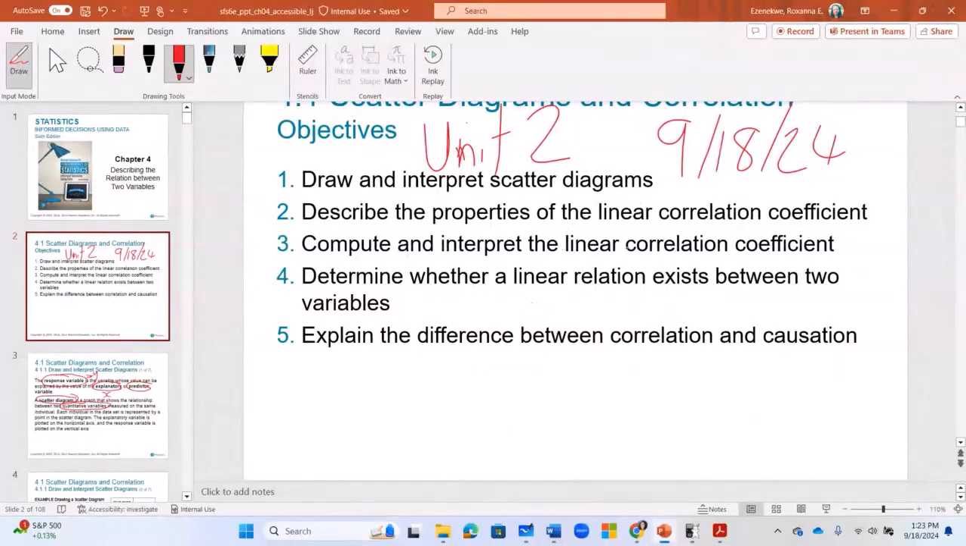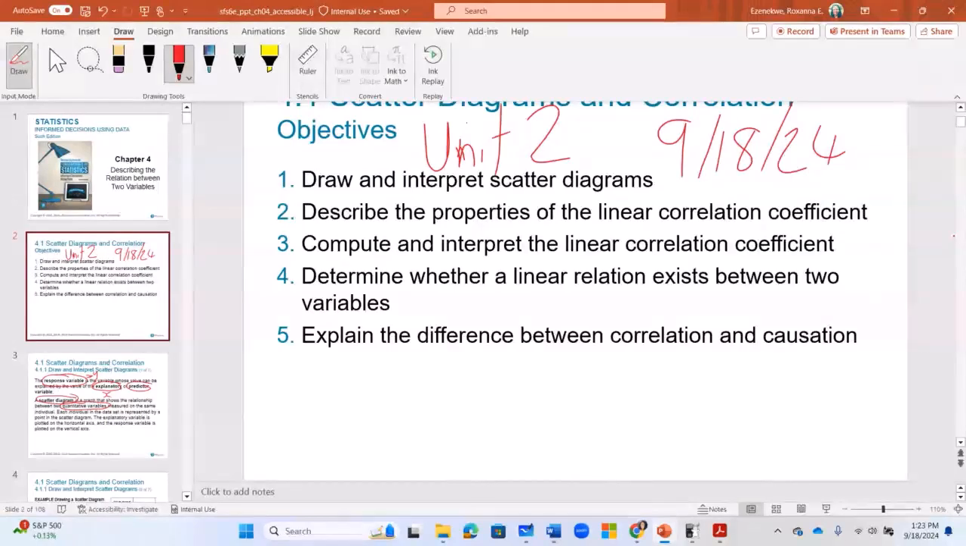And interpret a scatter plot. We did that. Describe the properties of linear correlation. We did that. Compute and interpret a linear correlation. We did that. Determine whether a linear relation exists between two variables. We did that. Explain the difference between correlation and causation. We haven't done that, but in our next class, we're going to do that.